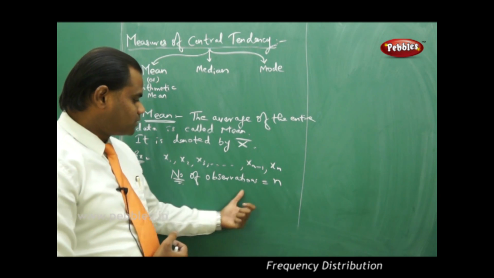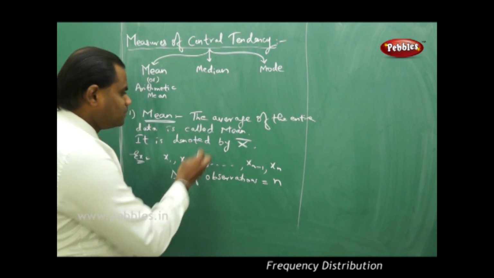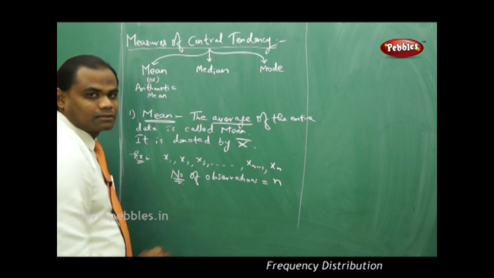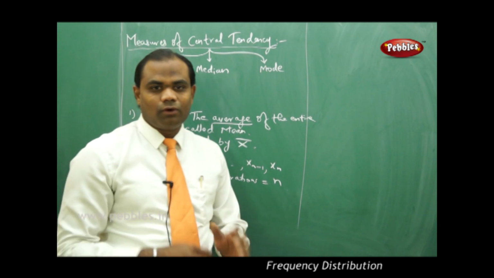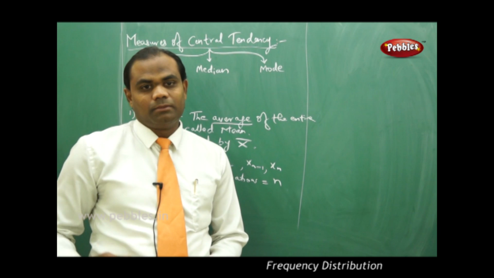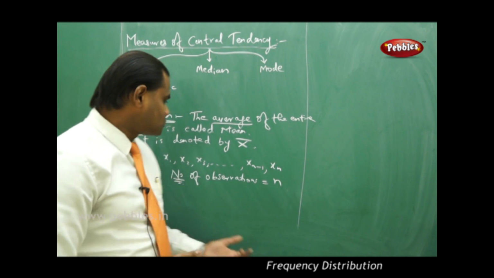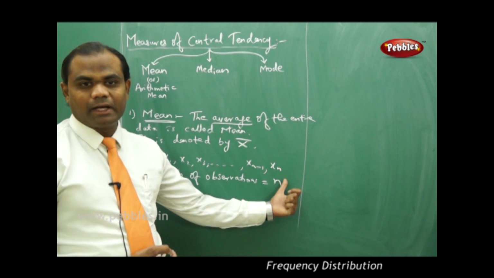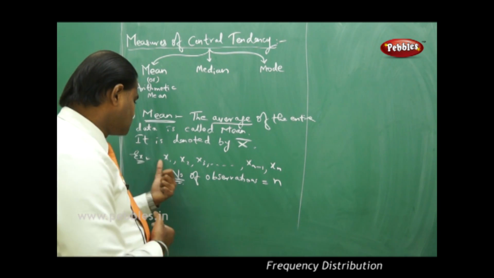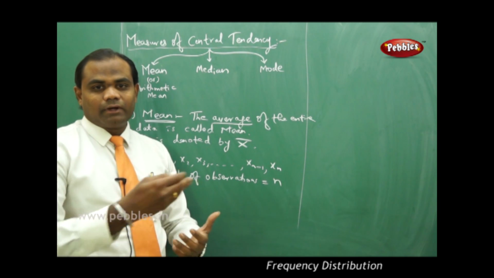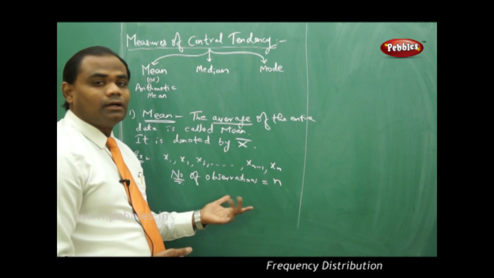With the number of observations being n, my mean is nothing but the average. As we know, average is the sum of all the numbers divided by the number of numbers taken into consideration. So here the mean would be the average of all the data. That means I add the complete data and divide by the number of data available.